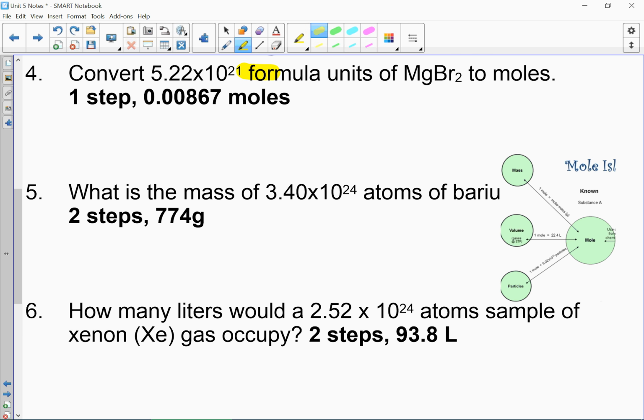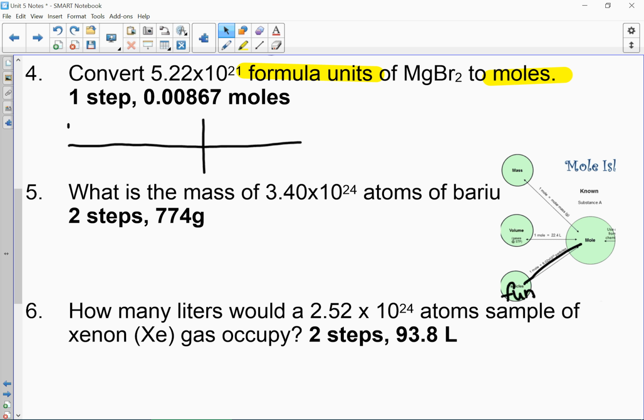Find your units. I see formula units and I see moles. So formula units, remember, is a kind of particle. That's down here, and moles is right here. So I can go right there, one fence. Start with what you're given, 5.22 times 10 to the 21 formula units. That's up, so then I'm going to move it down. I want to have moles, that goes on the top. 1 always goes with the mole. Formula units gets Avogadro's number.